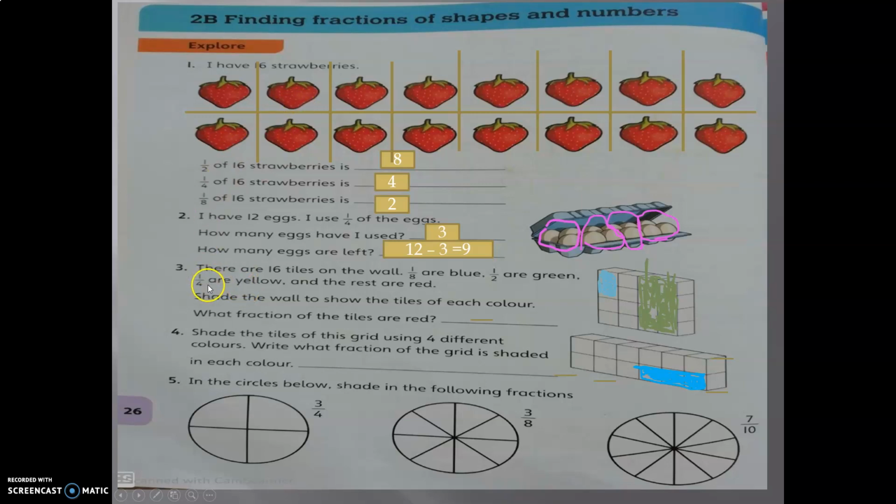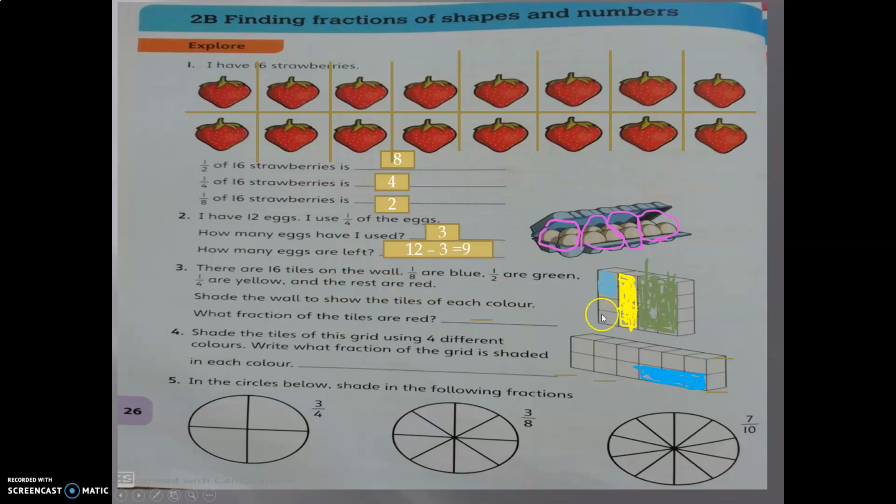But I would like to ask myself, what multiply 4 in the denominator will make the 16 tiles? I know that 4 multiply 4 in the denominator will make up the 16 tiles. So the quarter are yellow. It means 4 are yellow. So I need to color 4 in yellow. Okay. And the rest are red.